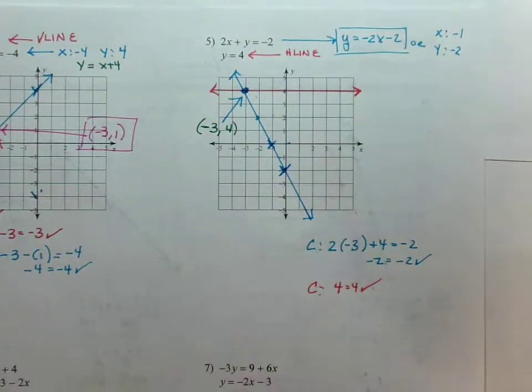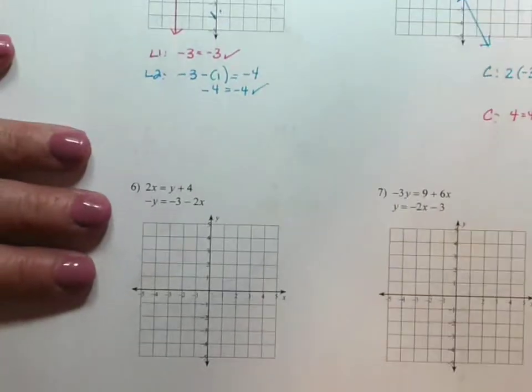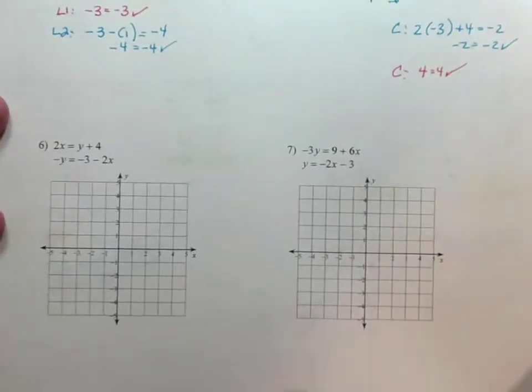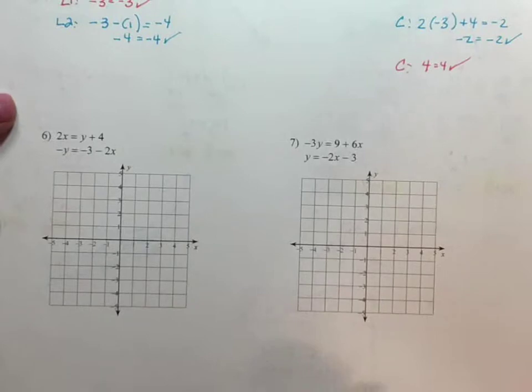So hopefully you're done with number 5. I'm on to number 6 and 7, and both of these I'm going to put into y equals mx plus b.